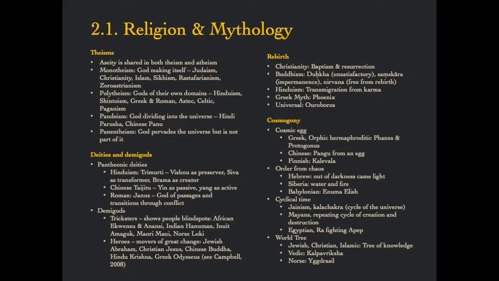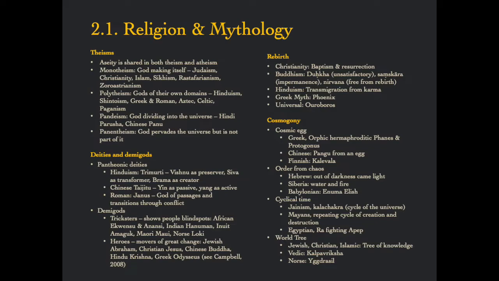And in terms of order from chaos, there's the Hebrew out of darkness came light, the Siberian water and fire, the Babylonian Enuma Elish. And in terms of cyclical time, we have the Jainists' Kalachakra, or the cycle of the universe, where there is an idea that everything that exists will sometime come to an end, and then the universe will be reborn, and it happens again and again, over and over again.